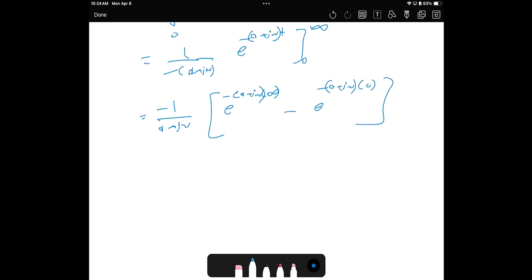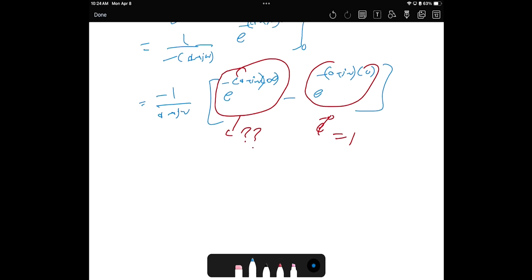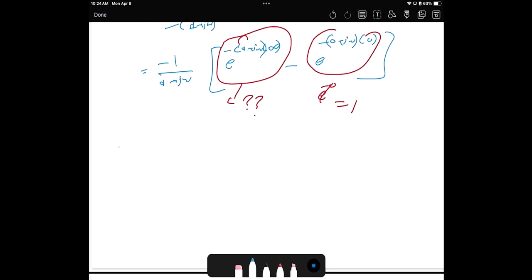So e to the power infinity, how will it be? E to the power negative (a plus j omega) t times infinity. That's the concern, to see what the value is. Here, e to the power negative 0 is basically equal to 1, so this term equals 1. Now I need to know what this other term is. How do we calculate it? I'm going to put here e to the power negative (a plus j omega) t.